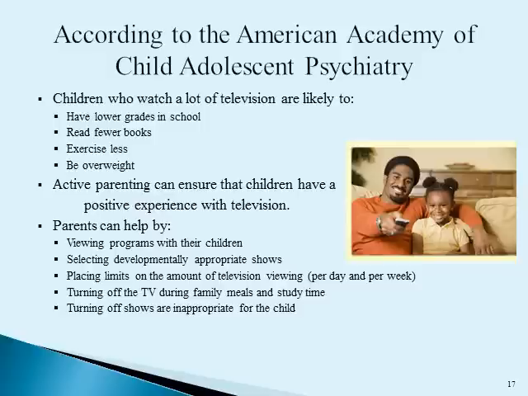Parents can help by viewing programs with their children, selecting developmentally appropriate shows. Most shows now have a rating, so it's all age appropriate. Placing limits on the amount of television viewing, so maybe per day a parent will allow their child to watch 30 minutes to an hour of television, or maybe 5 hours per week or something like that. Then turning off the TV during family meals and study time. Also turning off shows that are inappropriate for the child, so things that have violence and sex and things like that.